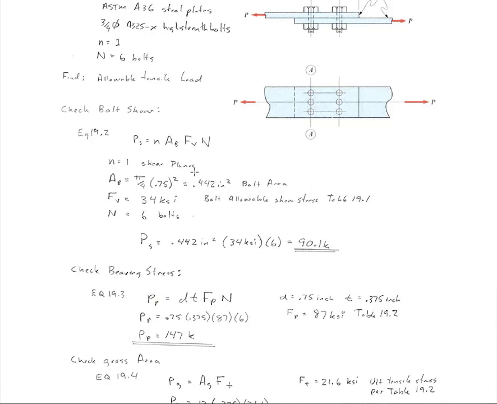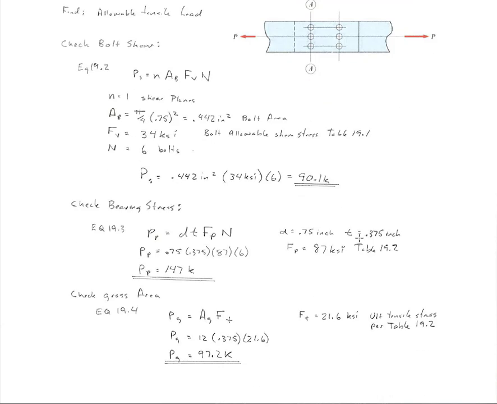The first check is the shear in the bolts, and we're going to use equation 19.2 to do that. So the load is n, the number of shear planes, times A_b, the area of the bolts, times F_v, which is the bolt allowable shear stress. We get that from table 19.1. And then N, which is 6 bolts. Okay, so when we do that, we get 90.1.